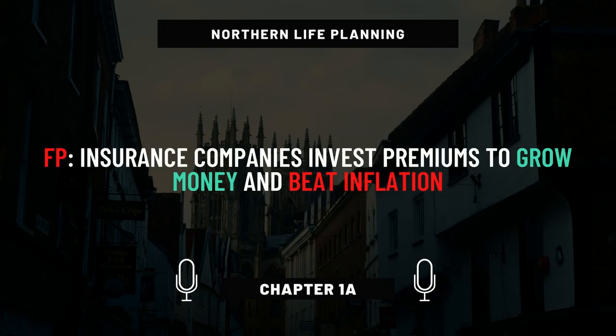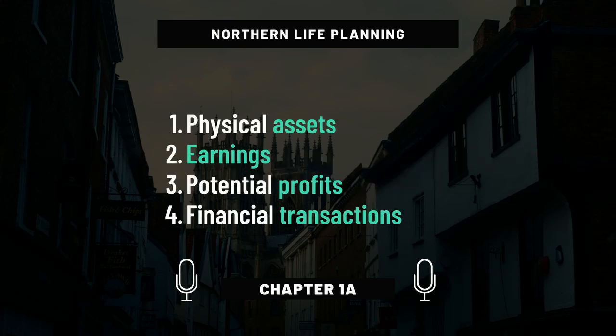Focus point. The first takeaway here is that insurance companies pull together all the premiums and invest them to grow the money and beat inflation. The second takeaway is that there are 4 things you can insure. To name them again: physical assets, like your phone or car; earnings, like your salary; and profit potential, like in the event of a CEO passing away. Finally, financial transactions through the use of derivatives.